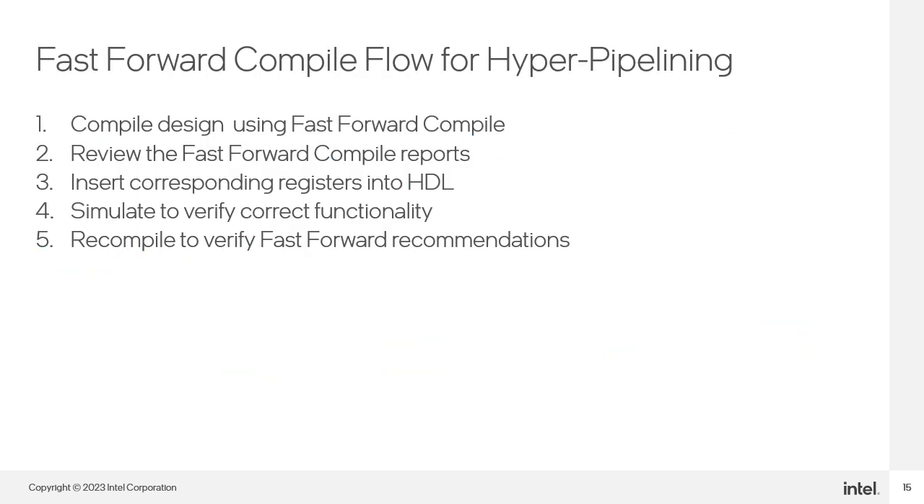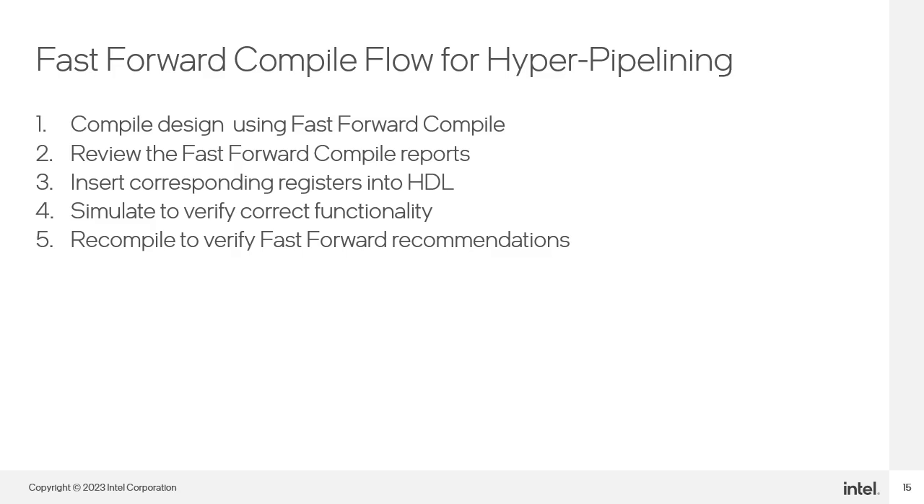To use Fast Forward to implement HyperPipelining, you can follow the steps here. First, compile the design with the Fast Forward analysis option enabled in the QSF, or you can run it standalone. Then review the fast-forward reports to figure out which path requires pipeline registers and how many stages to add. Next, insert registers by modifying your HDL code.